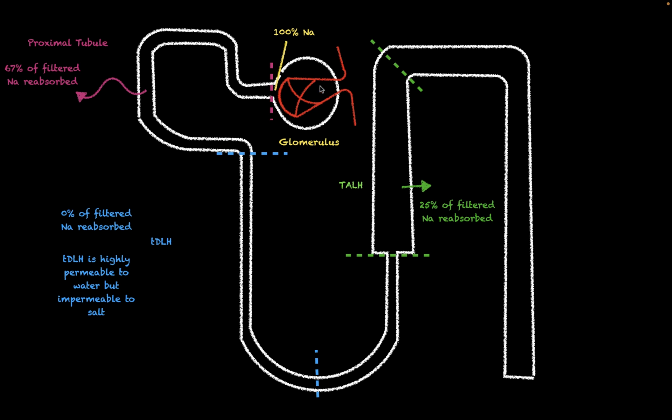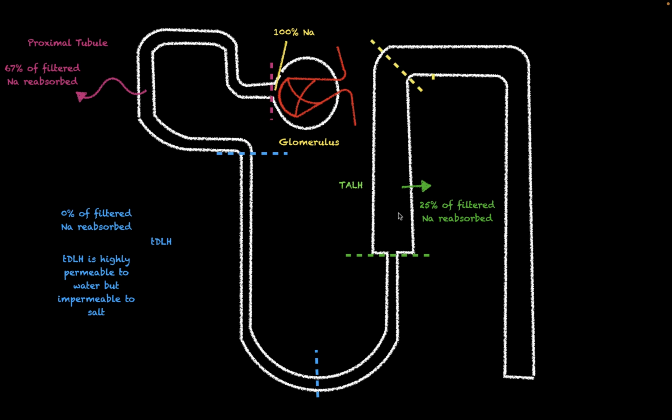So of all the sodium that flows from the glomerulus through the nephron, 25% of that filtered sodium is going to be reabsorbed by the thick ascending limb of Henle. So after the thick ascending limb of Henle, the sodium in the filtrate is basically going to move through the next three segments of the nephron.